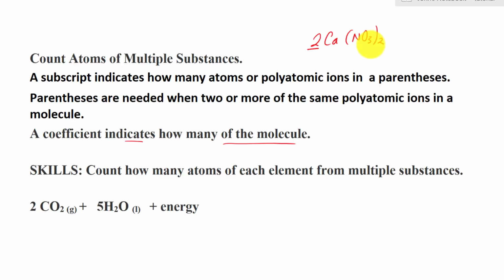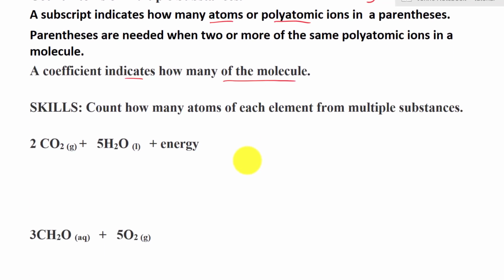Then we also learned about the subscript. Now, the subscript, first of all, tells you how many atoms. For example, that 3 right there indicates there are 3 oxygen. But when we have a subscript outside a parenthesis, it tells you there are 2 of the whole polyatomic ion. So we have 2 of NO3. But calcium doesn't have a subscript there. We just know it is 1. Well, in this lesson, we are going to look at multiple substances and count the number of atoms from those substances. Let's look at the first example.